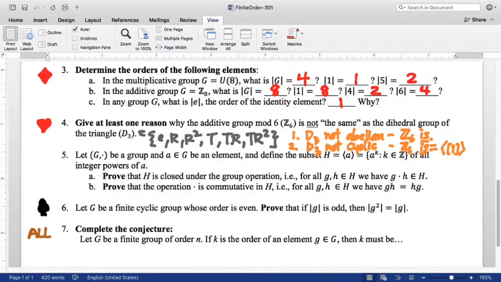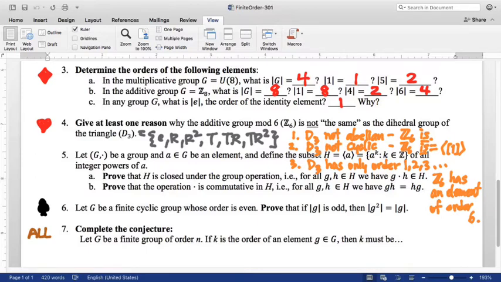What's a third? We found that in the dihedral group, all of the elements had order either 2 or 3. Or 1, I suppose, for the identity. Only elements of order 1, 2, 3. Why is that different from Z6? In Z6, we didn't do all of them, but we did find one element that had order 6. So Z6 has an element of order 6. D3 does not. And therefore, these two groups, yet again, cannot be the same group. So there are 3 good reasons.